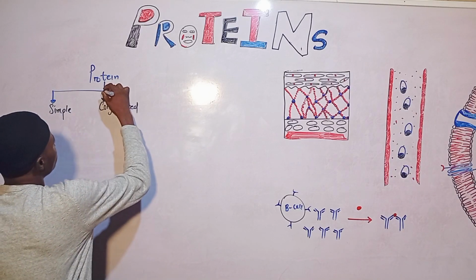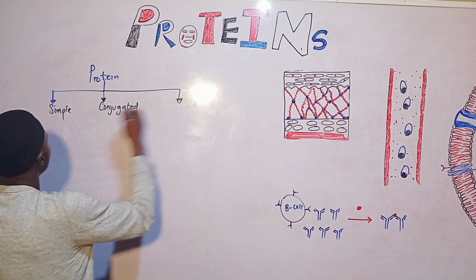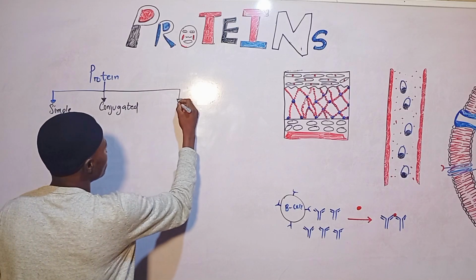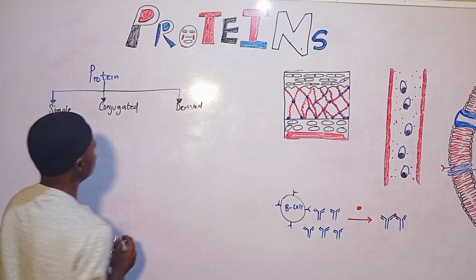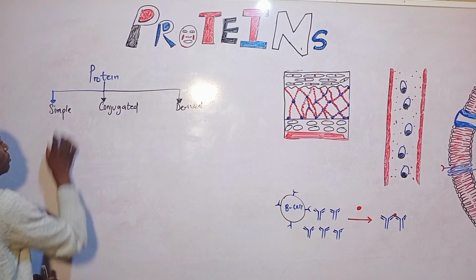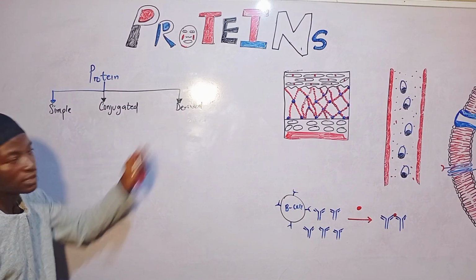And then the last one is the derivative of both the simple and conjugated, which is called the derived protein, right? The derived protein. We have the simple protein, we have conjugated protein, and derived protein.